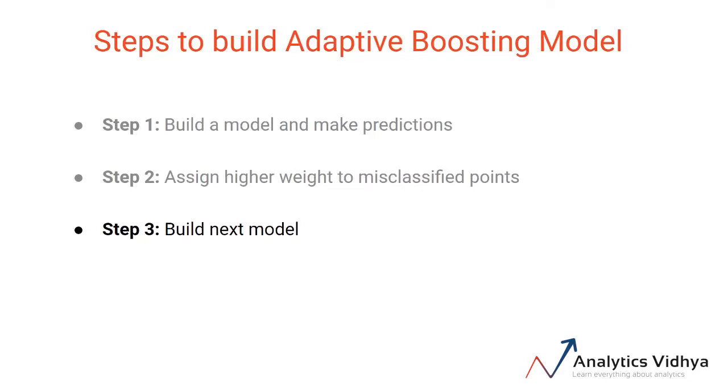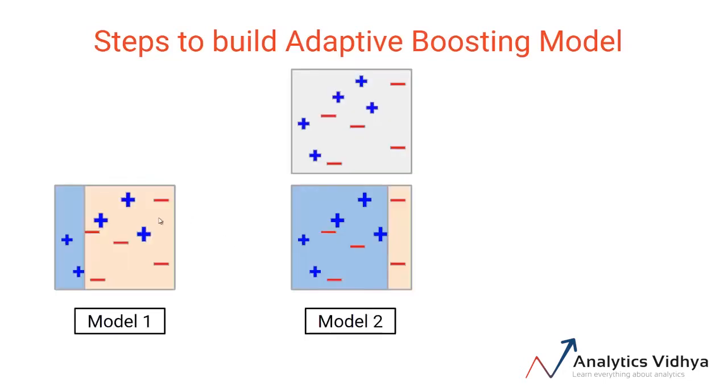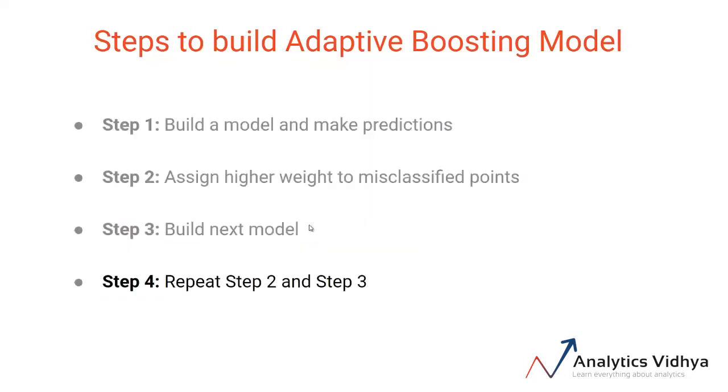So the focus of this new model is to classify these three blue points correctly, which have the higher weight. And as you can see, the model boundary has shifted to the right to classify these higher weighted blue points correctly. But still, it's not a perfect model. So if you notice, these three red minus points are misclassified by model 2. So now these three points will get a higher weight. And we need to repeat steps 2 and 3, which means giving a higher weight to the misclassified points and training another model on the new data.